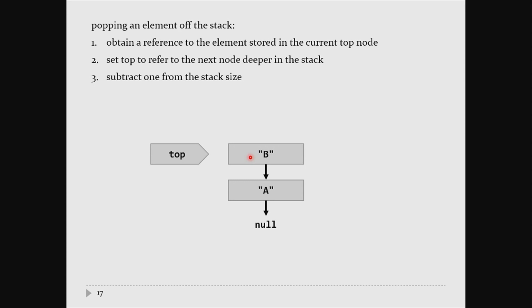I just removed something from the stack, so I'm going to subtract 1 from the stack size. And then I'm going to return that reference to the C that I had in step 1. So remove the element, return it back to the caller. And now I have a stack of size 2.